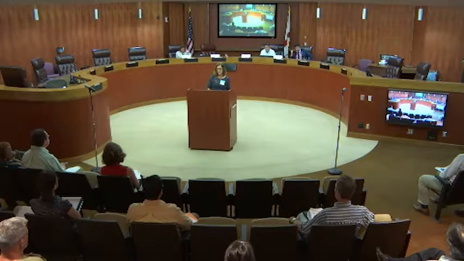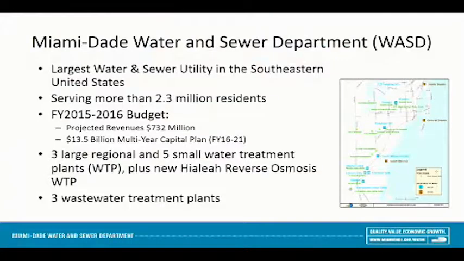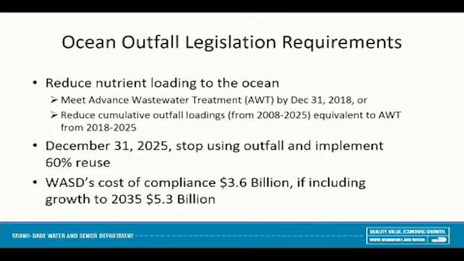I'm going to be talking about assessments that we did for our system and one practical example when we are trying to apply a criteria. Just a quick overview of the water and sewer department. We are the largest utility in the Southeast United States. We serve about 2.3 million residents at a very large budget, and operate 3 water treatment plants and 3 wastewater treatment plants. So we're a very large utility, and our facilities are all located on the coast, or at least the wastewater plants, which are the most critical facilities that will be impacted by climate change.